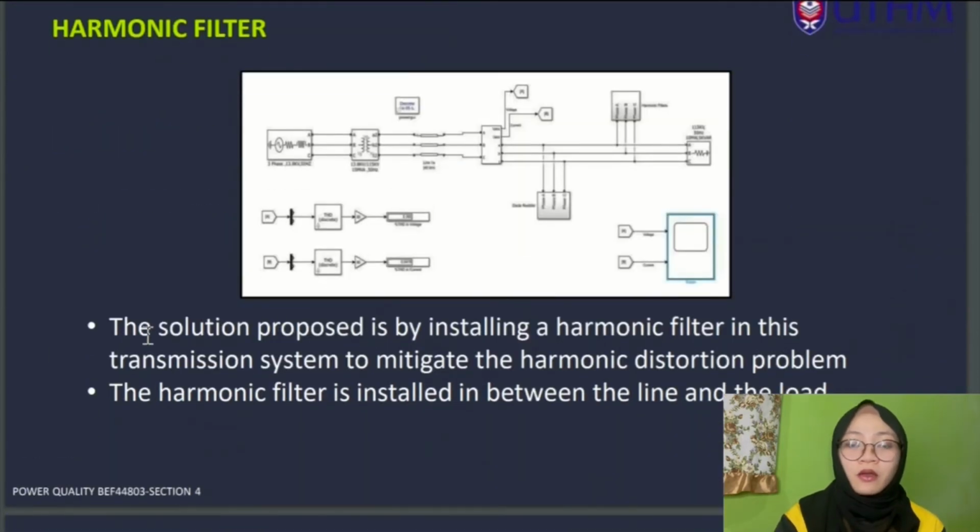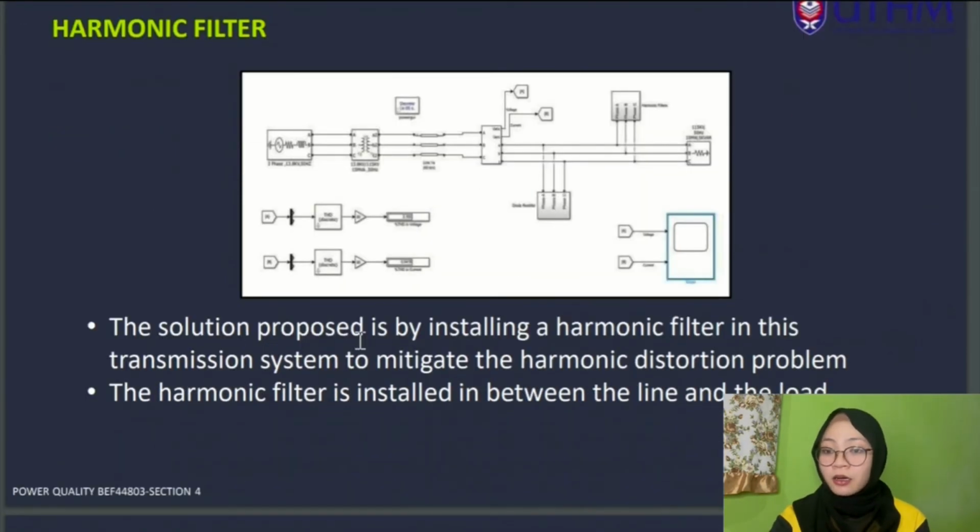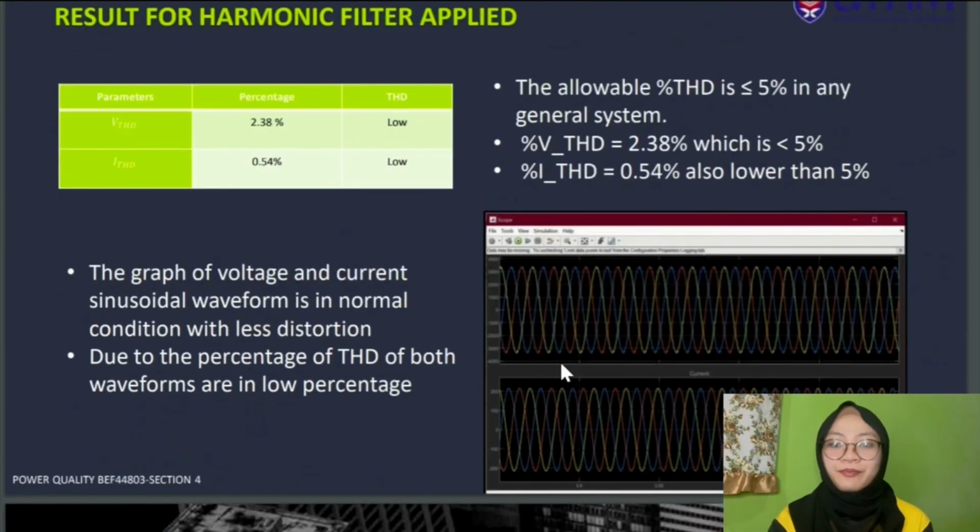For the next part, the harmonic filter. The solution proposed is installing a harmonic filter in this transmission line to mitigate the harmonic distortion problem. This harmonic filter is installed in between the line and the load.